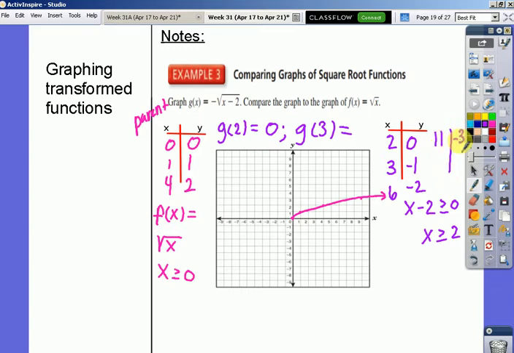So I'm just going to plot those points. And then I have my graph. 2, 0, 3, negative 1, 6, negative 2. And then I have 11, negative 3. So it's just moved over and reflected.